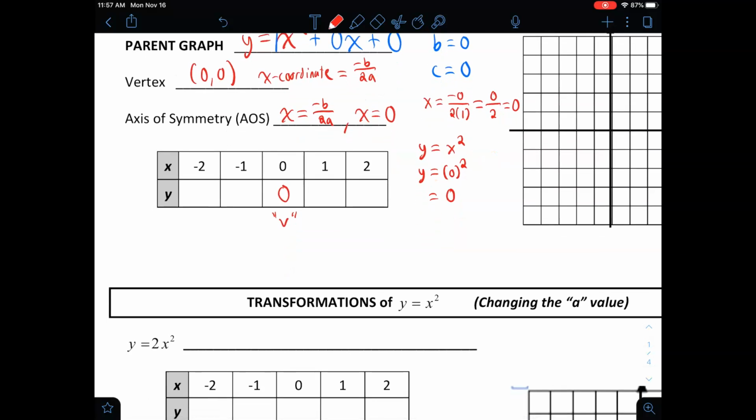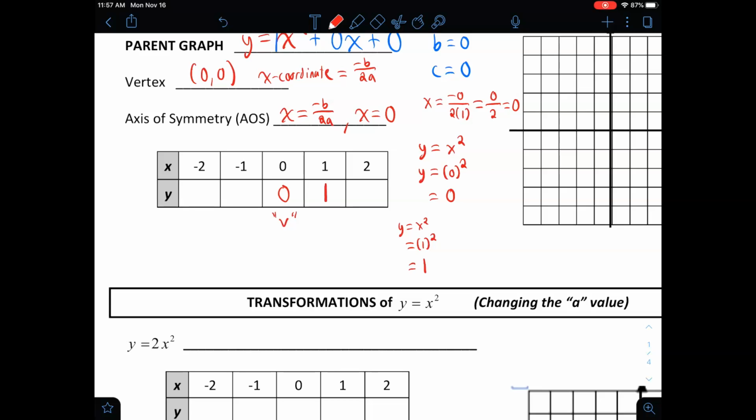Well, let's plug in 1. So we're going to do y equals x squared. We're going to plug in 1 in for x. So what is 1 squared going to be? Well, that's going to be 1, right? So 1 is going to be 1. It's going to be one of our points here.